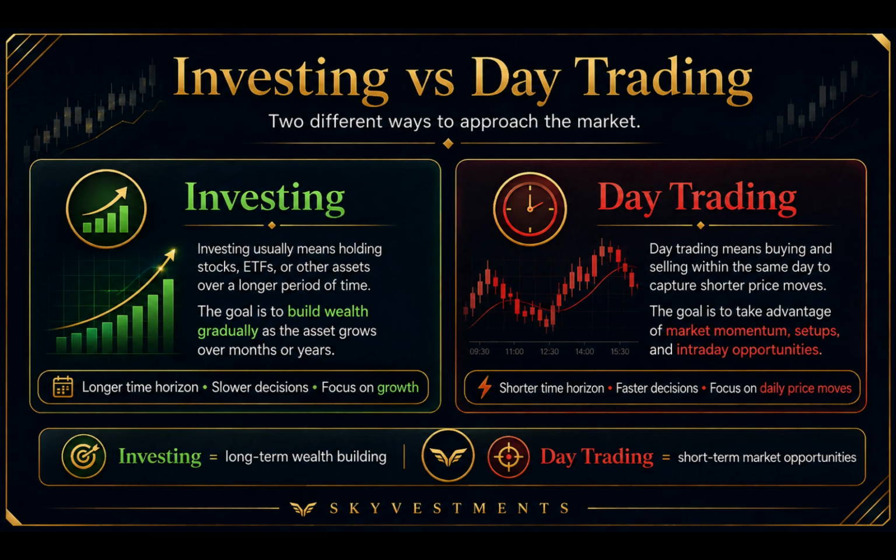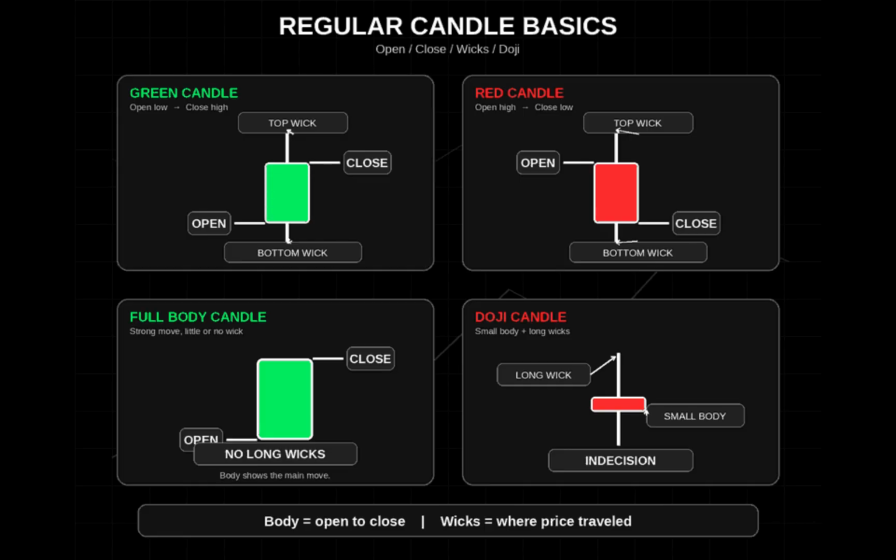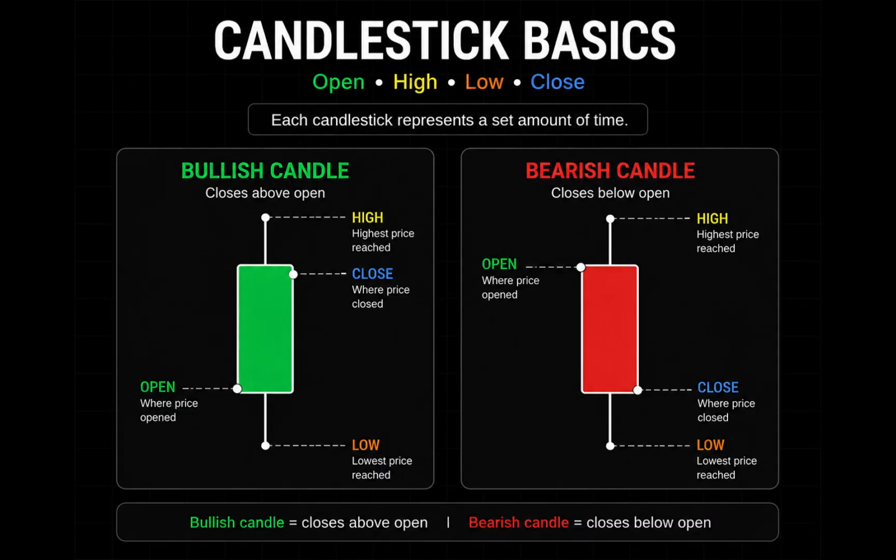Now that you understand the difference between investing and day trading, the next thing you need to understand is the chart. The chart is where you follow the price of whatever you're trading, whether that's a stock, an option, futures, gold, oil, or something else in the market. The movement on the chart is displayed through the candlesticks. Each candlestick represents a certain amount of time, and it gives you 4 important prices: where price opened, the highest point it reached, the lowest point it reached, and where it closed.